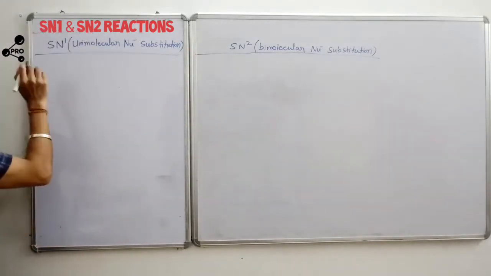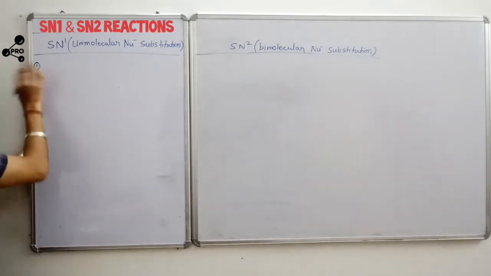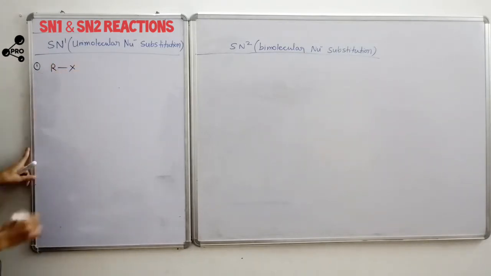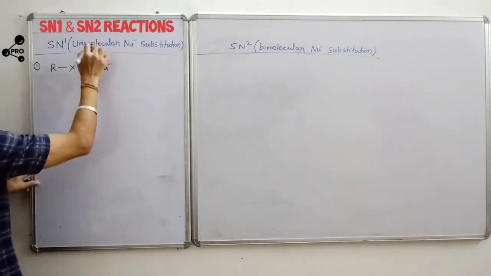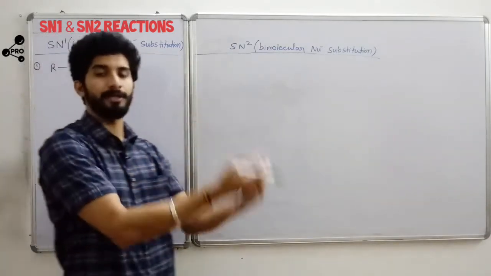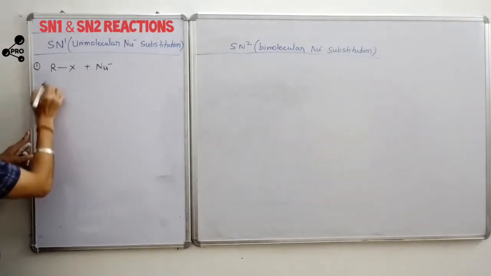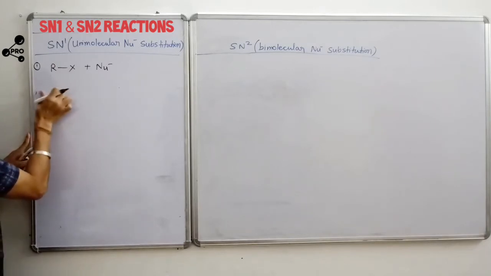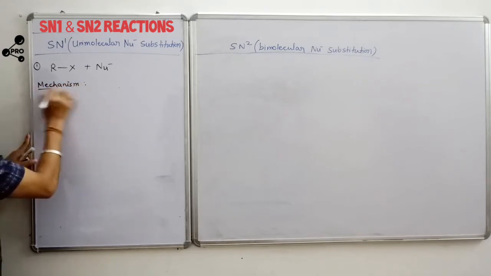Okay, now let's talk about some differences. First of all, we'll take one reaction. Suppose there is an alkyl halide, RX. This is an alkyl halide, and we will put in some nucleophile, because the name itself says nucleophilic substitution. That means one nucleophile will substitute another nucleophile and take its place. This is just a simple reaction, and here is the mechanism, how this reaction will proceed.